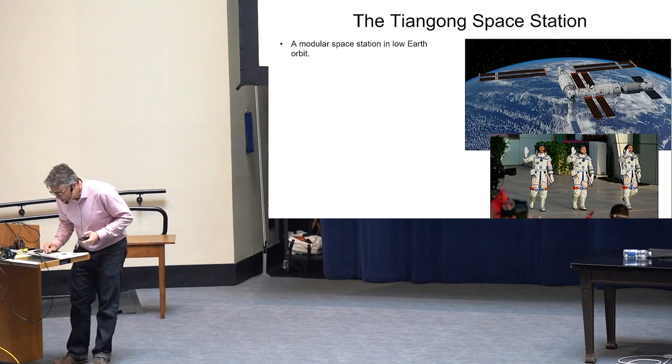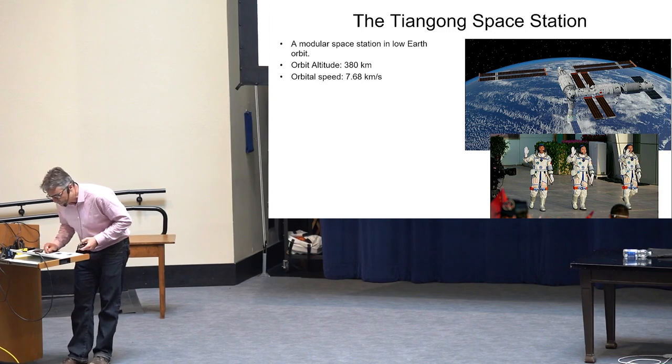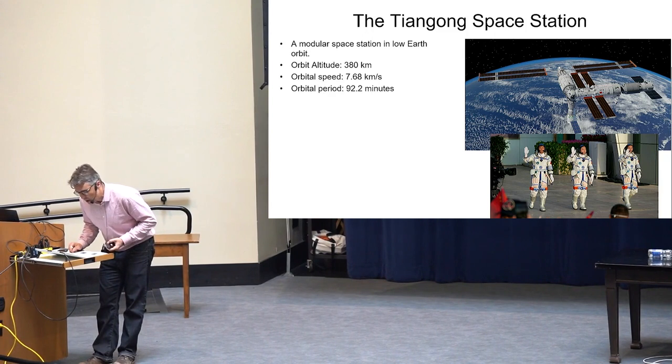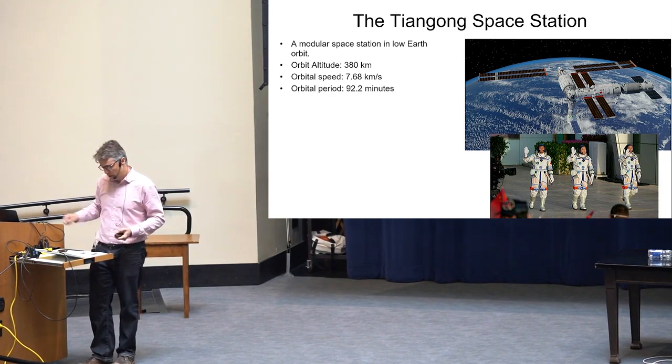So let's talk about the space station. There is a Chinese space station in low Earth orbit called Tiangong. Orbital altitude is 380 kilometers. This is the crew that's currently up there. They're going at 7.68 kilometers per second. So it means they go the entire distance around the Earth in about 92 minutes.